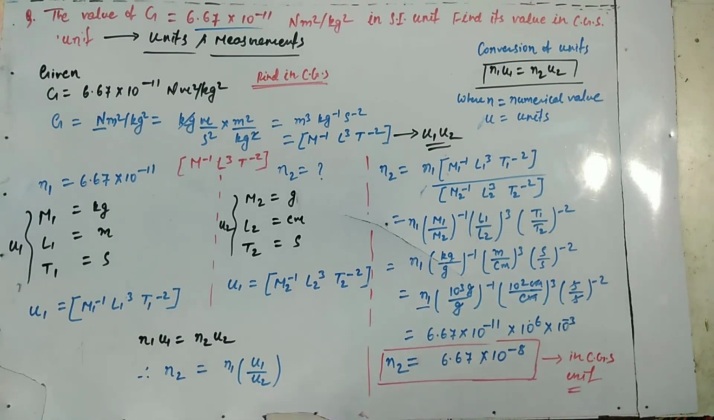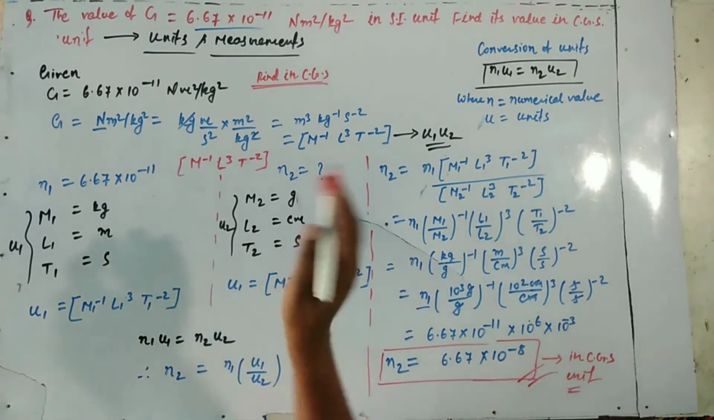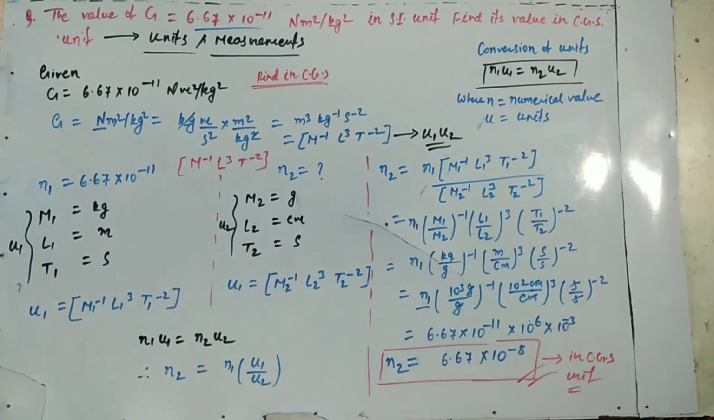This value of N2 is in CGS form. So we found the value of G in CGS form.